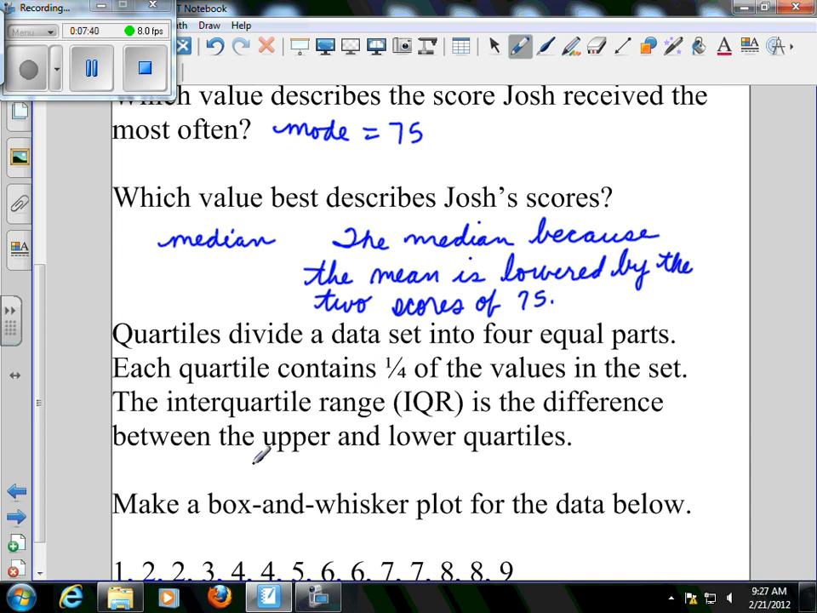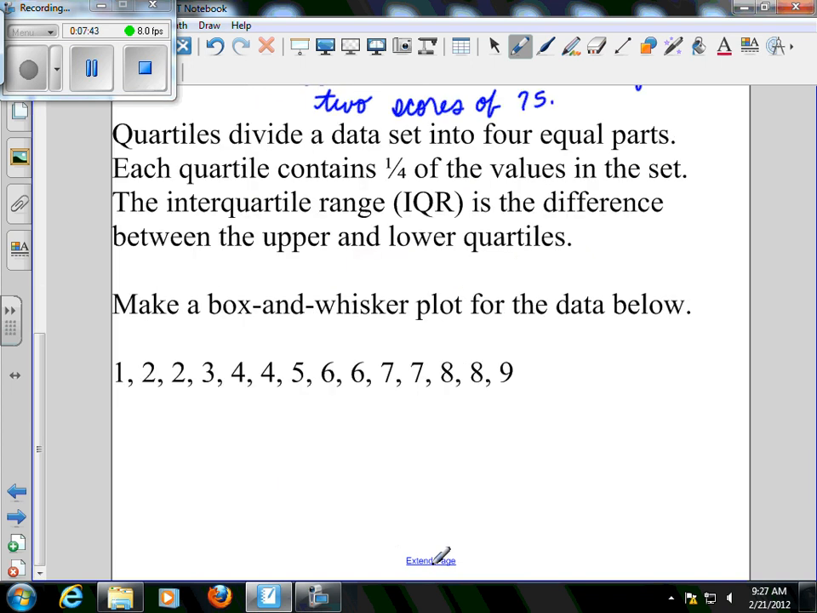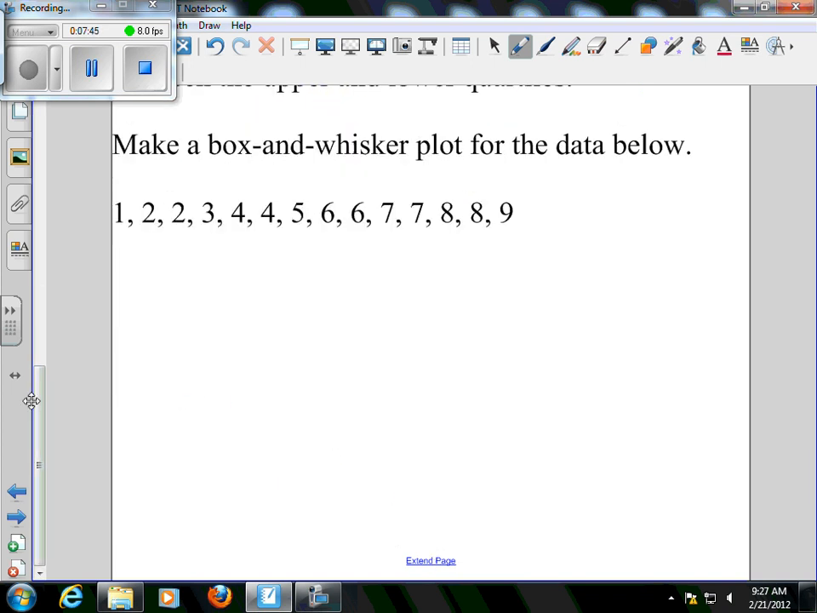Now, we're going to use this information to make a box and whisker plot, and I'm sure that many of you have done this before. What I've done is put our data in order from lowest to highest, or least to greatest. And what we do first is find the median. That's the reason I put the data in order. So we want to find the median.